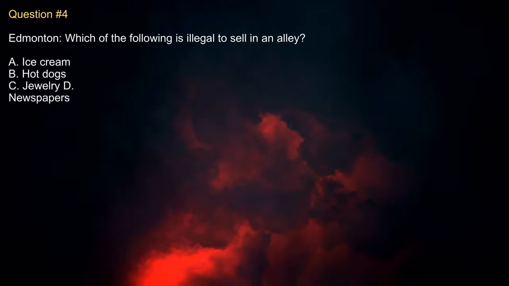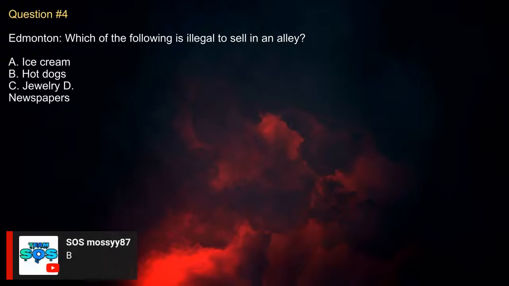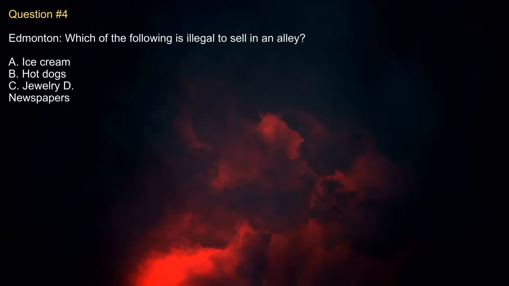All right, so Mossy goes with B, hot dogs. That's a good answer. Like, I don't know who'd be selling jewelry in an alley, but that kind of, I don't know. And then newspapers, I guess. Like, maybe they want the newspapers more out by the street or something. And then like, maybe the ice cream truck got mad at him. I don't know. I mean, this one, it's kind of hard.